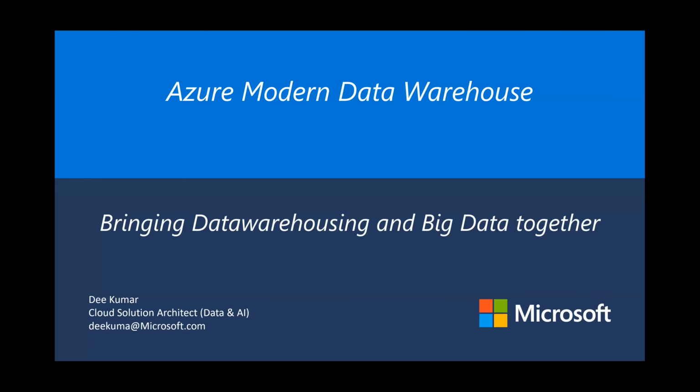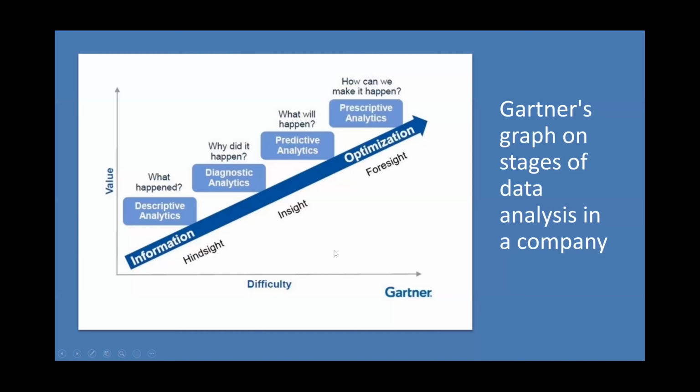So now to take this discussion further, let me draw your attention to this Gartner graph on stages of data analysis in a company. Most of you must have seen it before, but I wanted to draw your attention to 2 observations. The first one: if you look at the value axis, the y-axis, you see a ladder. If you're at the lower ladder, you are doing descriptive analytics. You go higher, you're doing diagnostic analytics. Higher is predictive. Then you go to prescriptive analytics. And that's good to know.